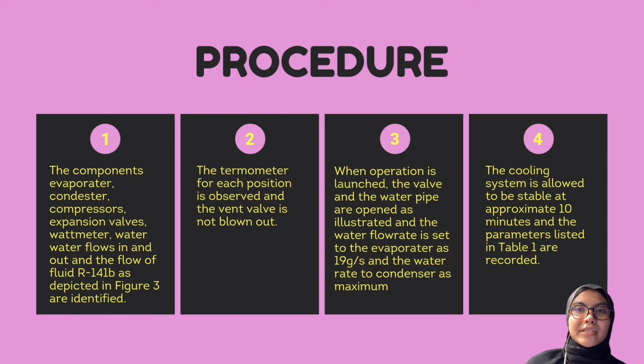When the operation is launched, the valve and the water pipe are opened as illustrated, and the water flow rate to the evaporator is set to 19 gram per second and the water rate to the condenser as maximum. The cooling system is allowed to stabilize for approximately 10 minutes and the parameters listed in table 1 are recorded.